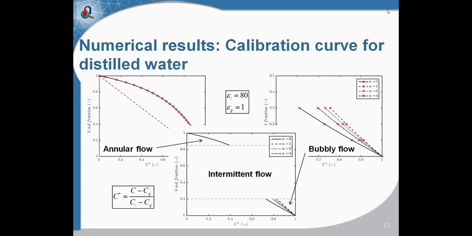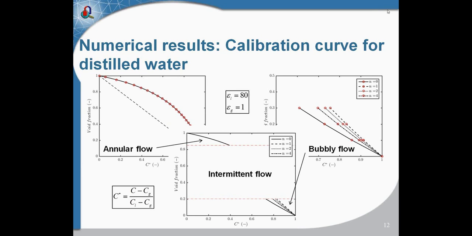In my study, I only conducted experiments for an air-distilled water two-phase flow. That means relative permittivities of 1 for the gas phase and 80 for the liquid phase. So in contrast to the relative permittivities I assumed for the optimization case, here you can see it's 1 to 80, and before it was just 1 to approximately 2.